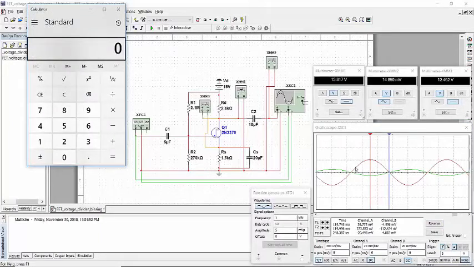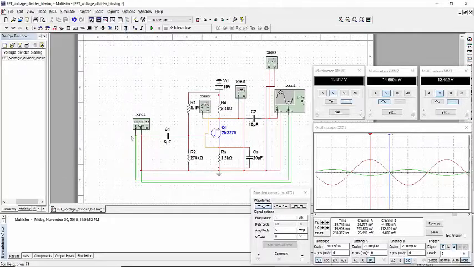Here my output voltage is 20.7 millivolt, divided by the input which was 4.9 millivolt, around 5. So in Multisim, my gain was 4.22. This is the gain of my circuit.